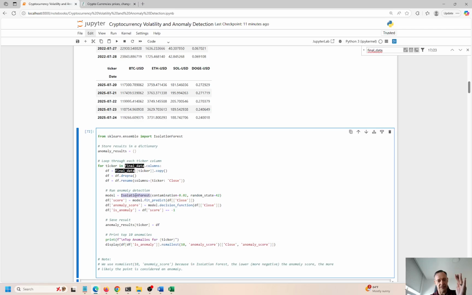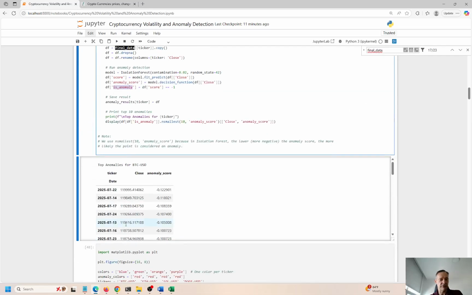Basically, we assign an anomaly score, and if the score equals -1, then this is considered an anomaly. So if we look over here, we see the anomaly score. Okay, so we have the closing price, and then we're looking at, again, the 10 smallest, which are actually the largest type of anomalies. It sounds a little bit counterintuitive, but that's how this isolation forest works.